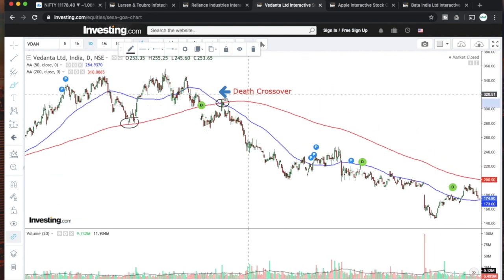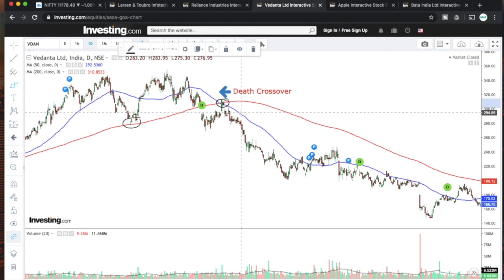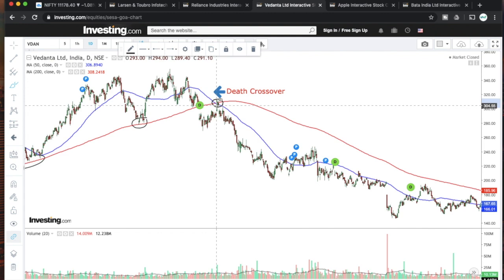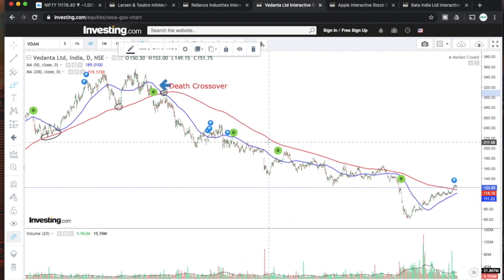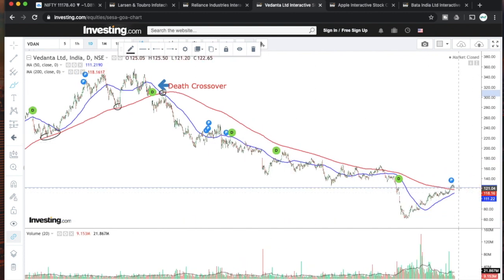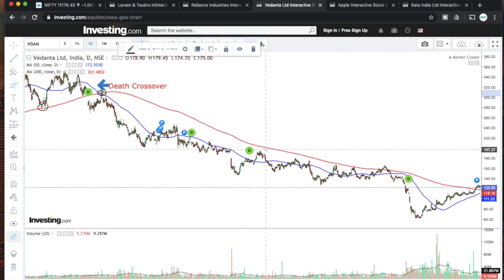So when the death crossover has happened, the 50 average goes below the 200 moving average, and things become really bearish. You can see since April 2018, things have just been falling from 300. Prices have fallen all the way to 122 as of today. And you can see here also the 200 average providing a great resistance to your stock. So this is the basic idea of the golden crossover and the death crossover. Just to recap, golden crossover means things have become really bullish, and the death crossover means that things have become really bearish for your stock.